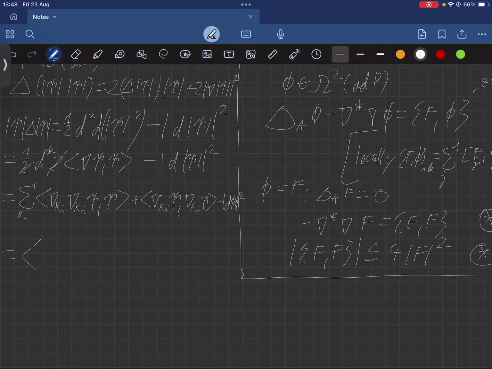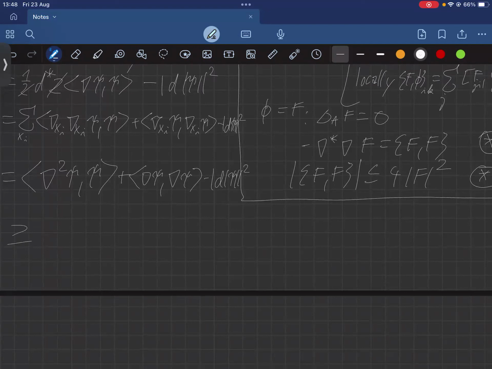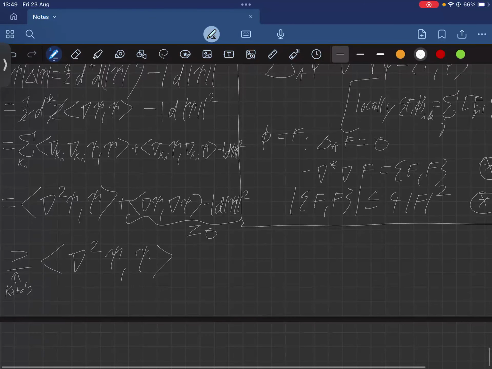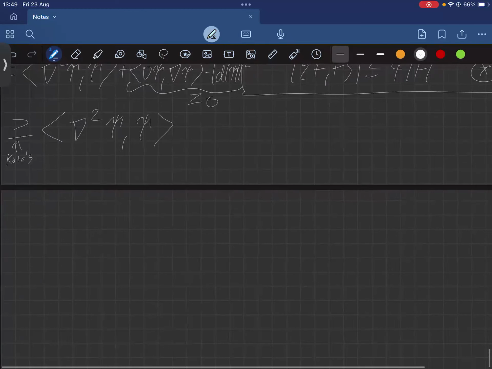So if we sum over xi's, and remember we are over a flat manifold, so this is just the second-order operator on psi, like the rough Laplacian of psi, plus the norm of the covariant derivative of psi, minus d on psi squared. And now I believe this is called Kato's inequality. Essentially, this thing is positive, like the norm of the covariant derivative is higher than the norm of the differential of the norm. And we're gonna end up with a rough Laplacian of psi on psi. Hopefully that makes sense. I'm running out of time.